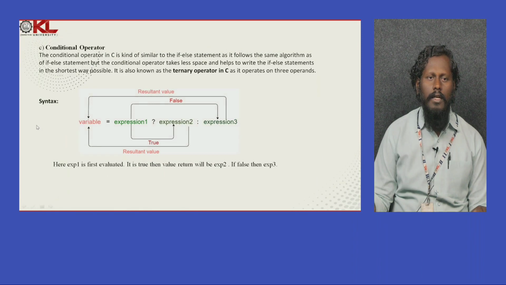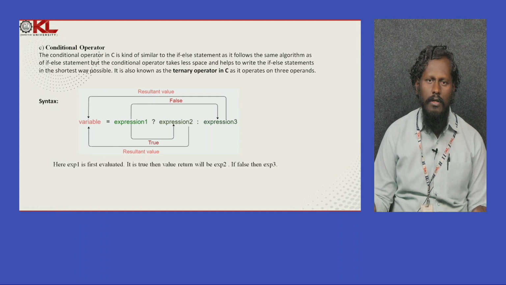And next we will go for the conditional operators. This conditional operator is another form of simple if else. Correct? Because in place of using a simple if else statement, we can write conditional statements. That is called conditional operators. If we write a simple if else statement, we have to write more lines. Instead of writing more lines, we can write it in the shortest way, called conditional operators.